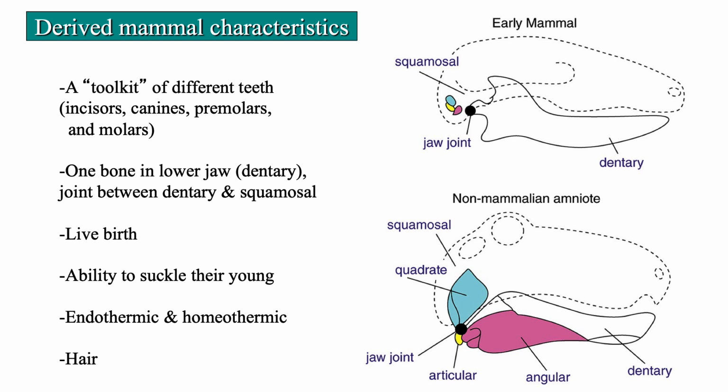So those are some of the early derived characteristics of the mammals that we see in the crown group. And I want you to remember all of those for the quizzes and exams coming up.